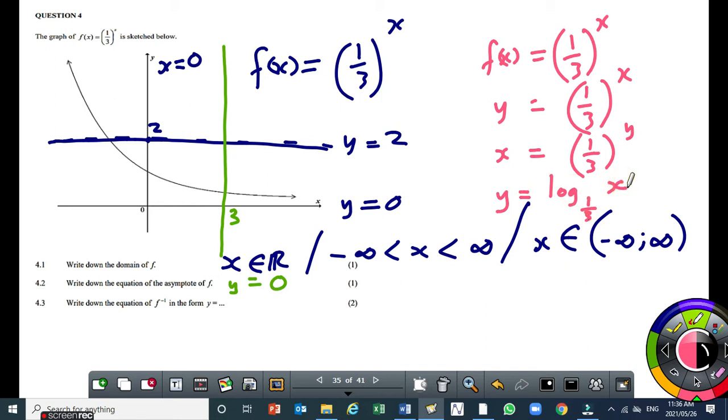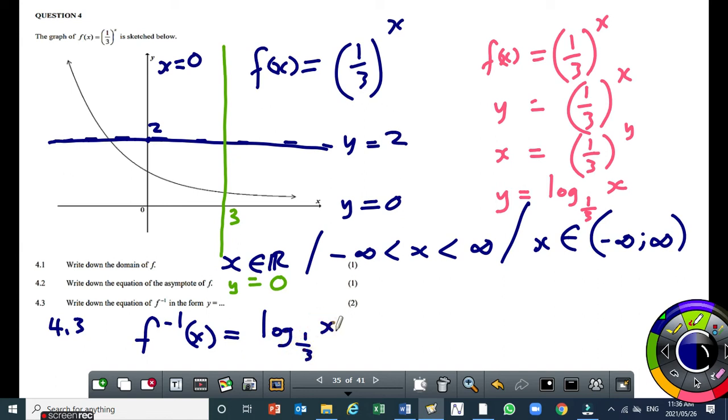So if you write it in terms of function notation, your answer for 4.3 will be f to the power of minus 1 of x is equal to the logarithm to base a third of x.